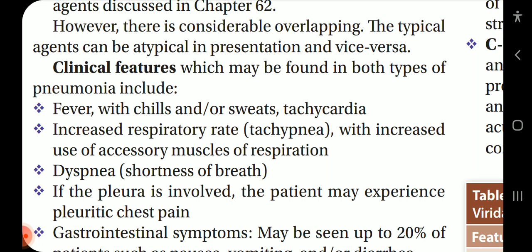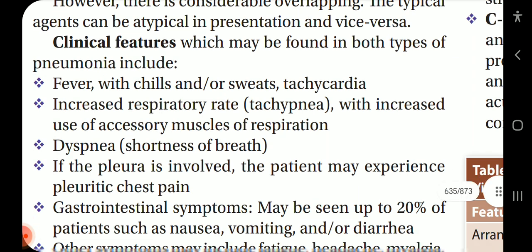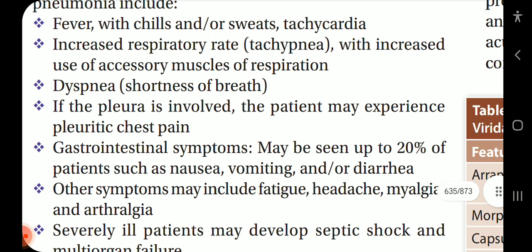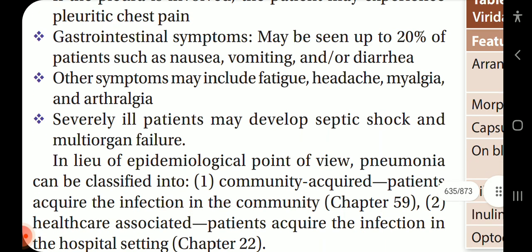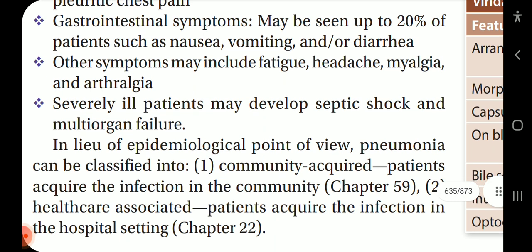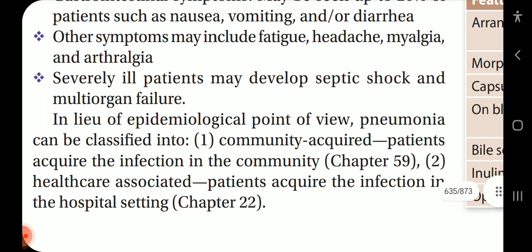Clinical features which may be found in both types of pneumonia include fever with chills and or sweats, tachycardia, increased respiratory rate, tachypnea with increased use of accessory muscles of respiration, dyspnea or the shortness of breath. If pleura is involved, the patient may experience pleuritic chest pain. Gastrointestinal symptoms may be seen in up to 20% of the patients, such as nausea, vomiting, and or diarrhea. Other symptoms may include fatigue, headache, myalgia, and arthralgia. Severely ill patients may develop septic shock and multi-organ failure.